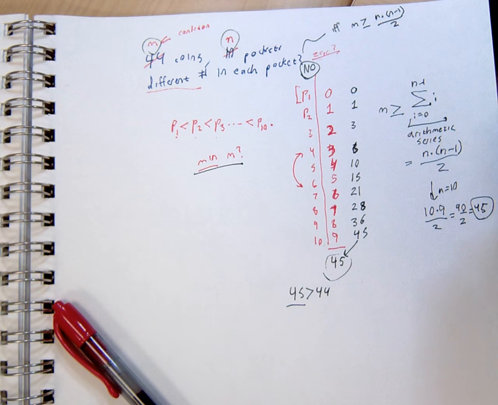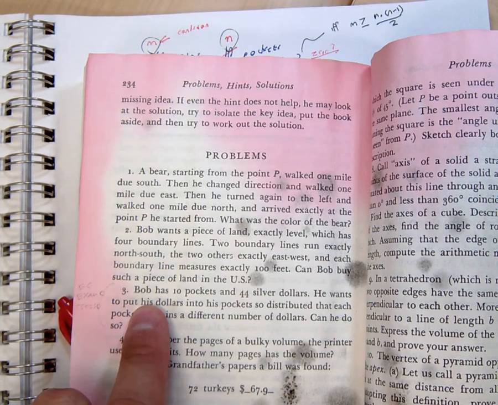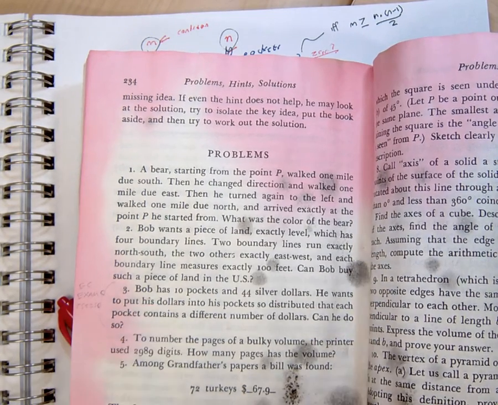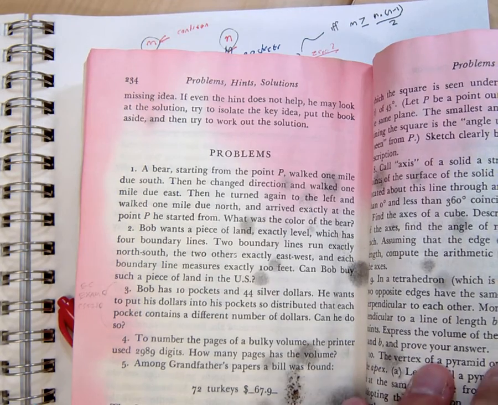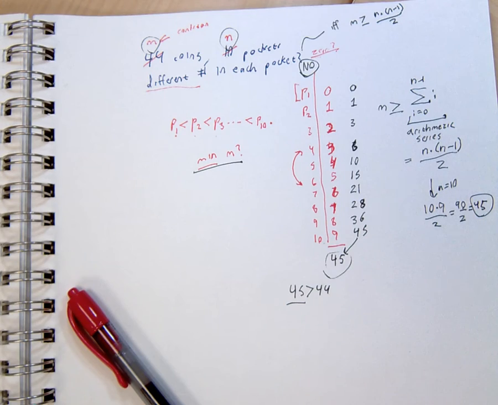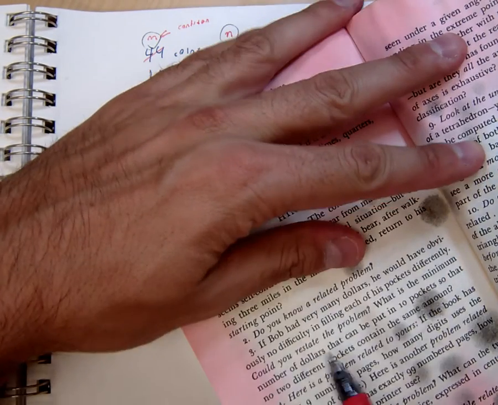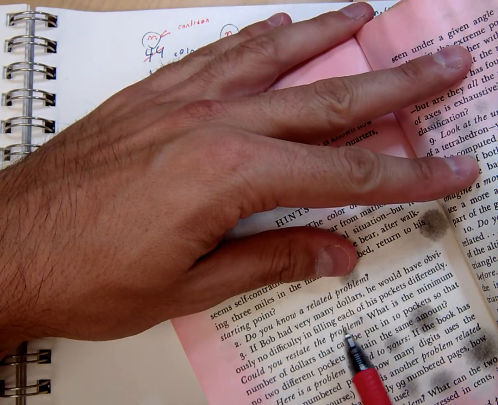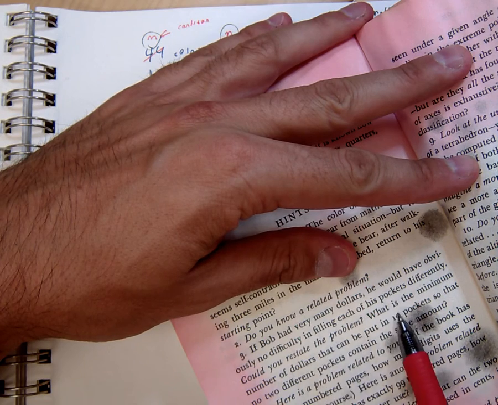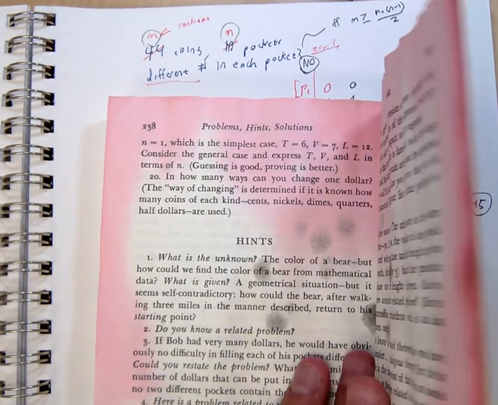There are a bunch of other interesting problems in the book, and what's cool is in that book, we just did problem number 3, 10 pockets and 44 coins. I didn't look at the hint, but I could have. He's got hints here. Let's see. Hints. So for problem number 3, the hint is, could you restate the problem? What's the minimum number of dollars? So we stumbled across that idea as we did it.